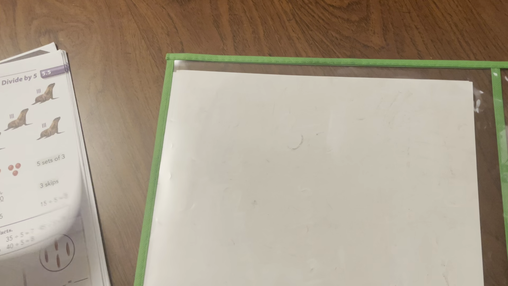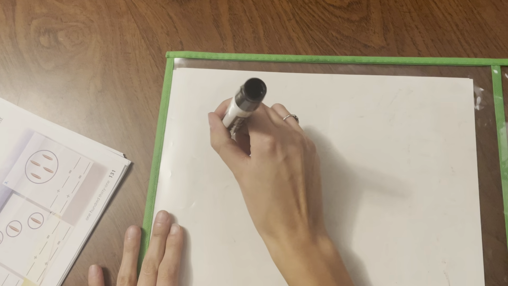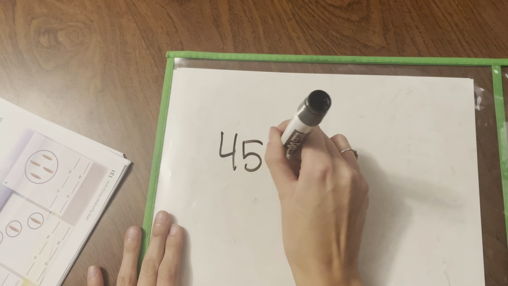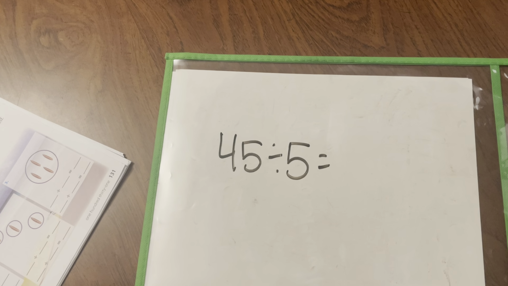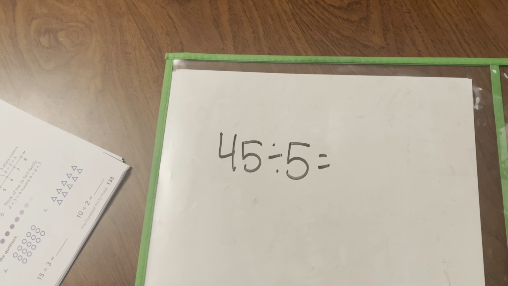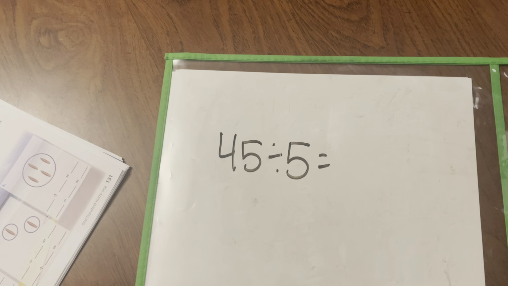So let's solve a couple problems just to review, and then I'm going to show you the worksheet because there are a couple things on the worksheet I want to help you out with. So let's start with this one. 45 divided by 5. Go ahead and solve it on your boards. Three, 2, 1, and show me.